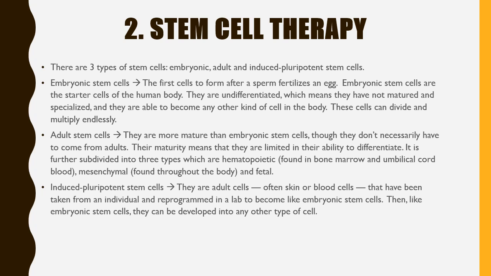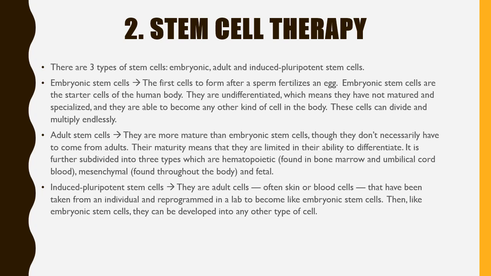Before we go deeper into the topic, it is very crucial for us to understand the three types of stem cells, namely embryonic, adult, and induced pluripotent stem cells. As you can see, the slide seems a bit wordy, but it's just an explanation of the three stem cells I've mentioned previously. In short, embryonic stem cells are the starter cells of our body, meaning they are undifferentiated and immature. And the most interesting part is that they can grow and specialize into any other kind of cell in our body.